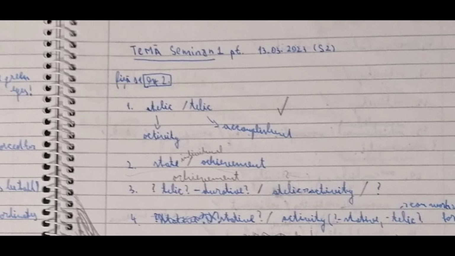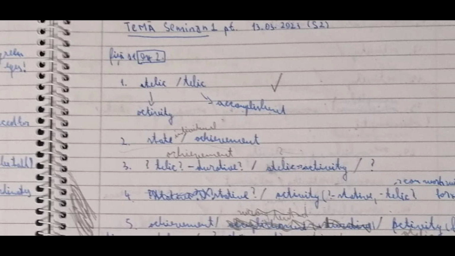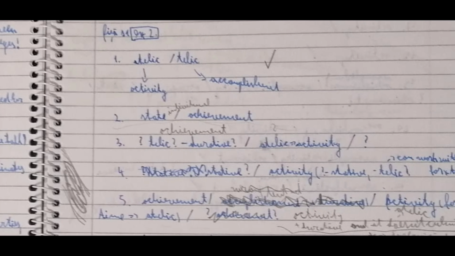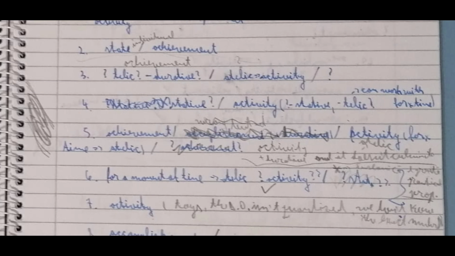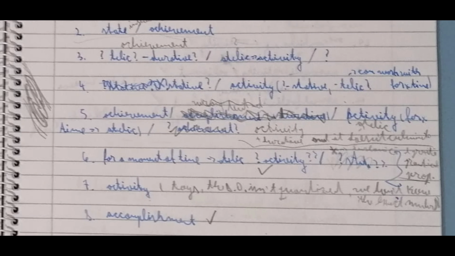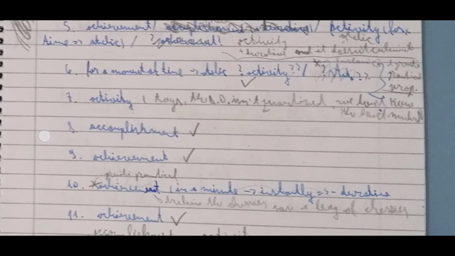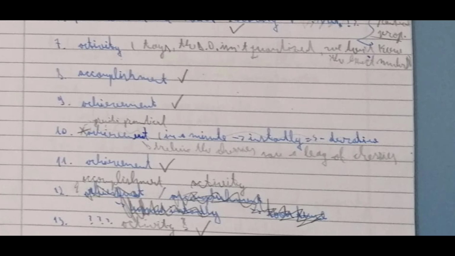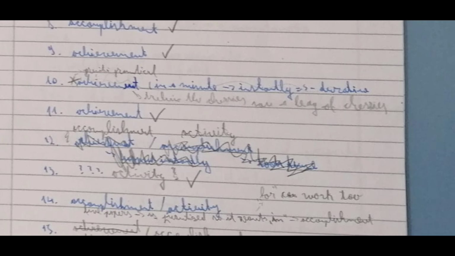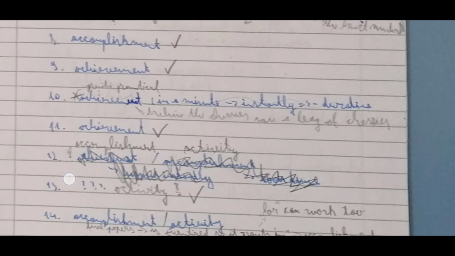Next. Telic, atelic. Atelic activity, telic accomplishment, state, individual, achievement. Telic durative, atelic activity. Stative activity, stative telic. Achievement, activity for time. Okay. For a moment of time, telic activity. 7 activity, 8 accomplishment, 9 achievement, 10 achievement. In a minute, instantly, durative, achievement, accomplishment, activity, activity, accomplishment, activity, activity, accomplishment.